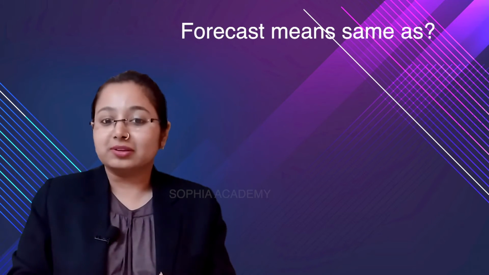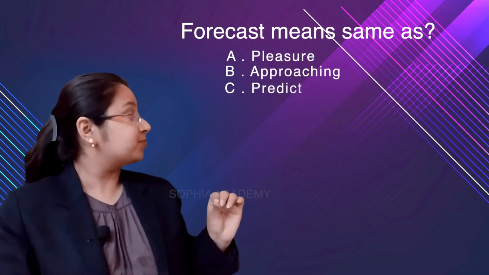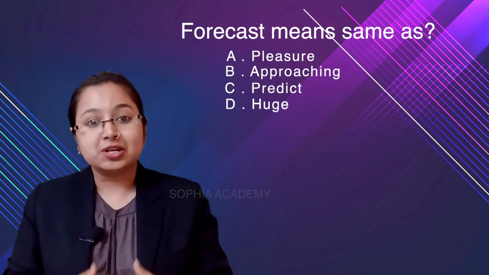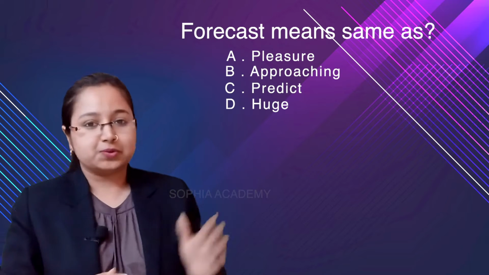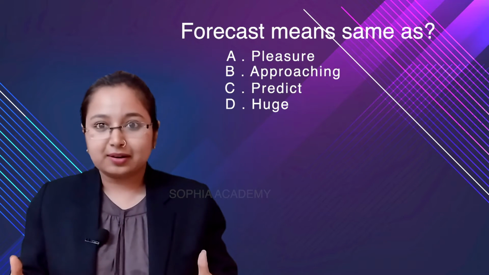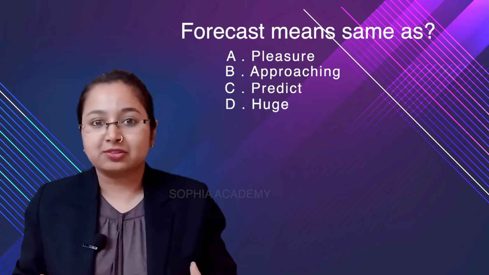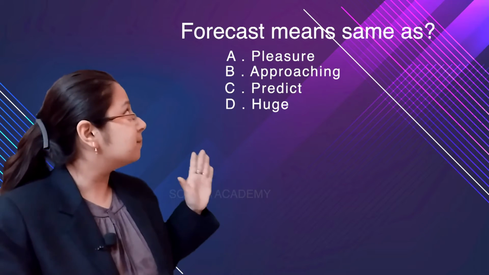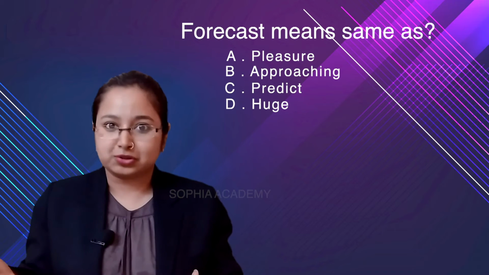Question number 4th is, forecast means same as, and the options are pleasure, option B approaching, option C predict, and option D huge. See, the meaning of forecast is to predict about the future. That is the meaning of forecast. So the correct option will be option number C, that is predict. Okay, predict means to tell something about the future.